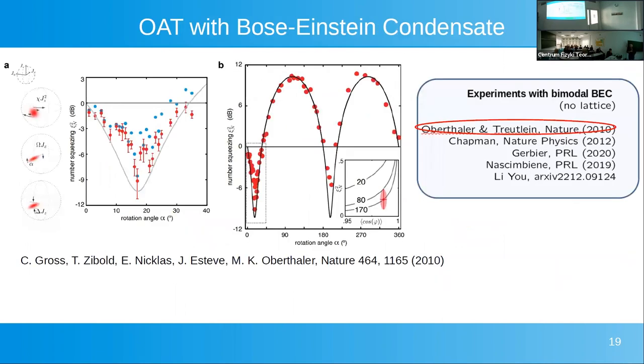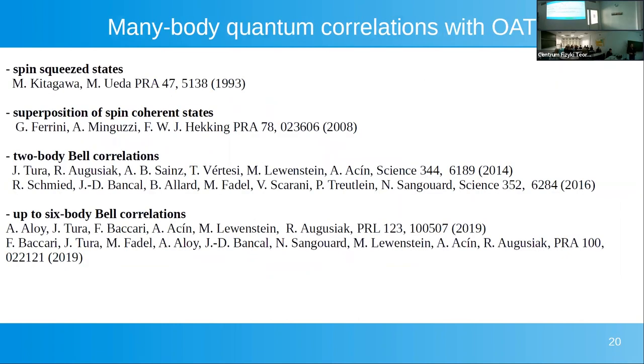This experiment, a simulator of the OAT dynamics, was first prepared in the group of Oberthaler and Treutlein in 2020, when they considered a two mode Bose-Einstein condensate. And they were really able to show that spin squeezing dynamics is possible when you properly arrange the interaction in the system. However, this was without a lattice, in the so-called two mode approximation. We assume that the collection of n atoms can be described by only two modes. And then the question is about the nature of the many-body entangled state generated during the OAT procedure.